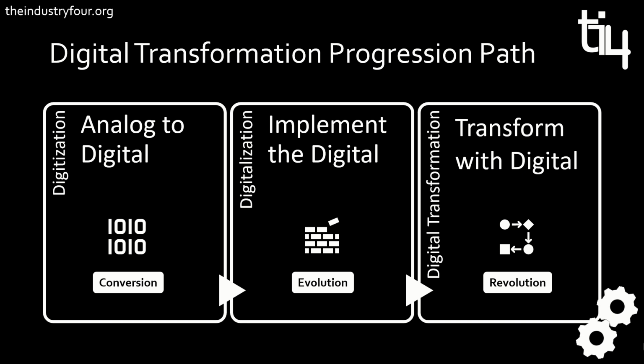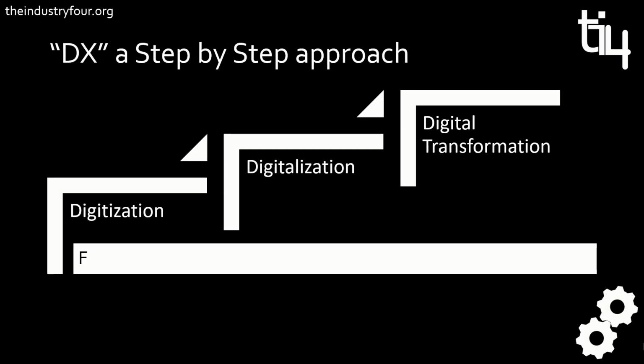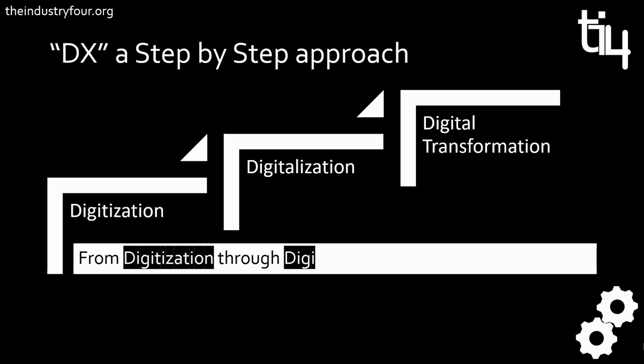Now moving towards the digital transformation progression path, we have 3 milestones. First, the digitization. Digitization is the process of transitioning from analog to digital. Second, the digitalization. Digitalization is the process of making digitized information work for our business. And third, the digital transformation. Digital transformation is the journey of applying the digitalization to transform our business. If we see the digital transformation in a step-by-step approach, then it's simply a process from digitization through digitalization to digital transformation.